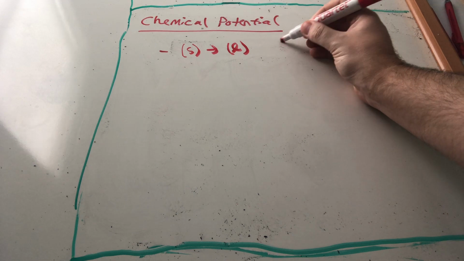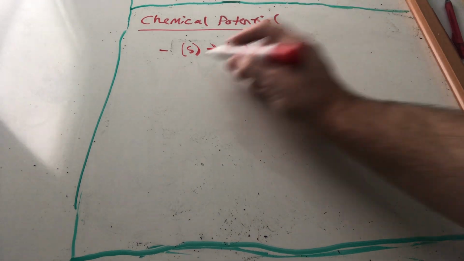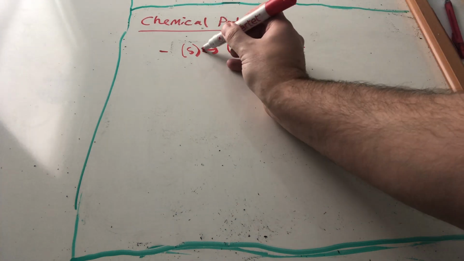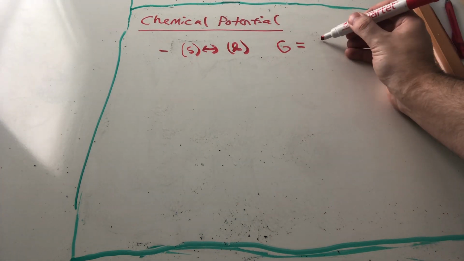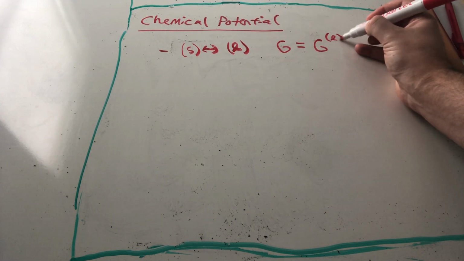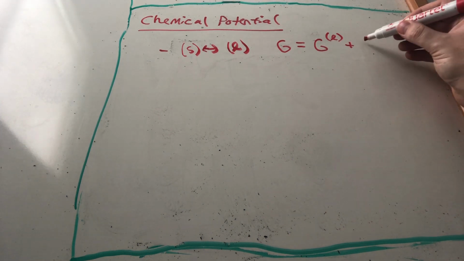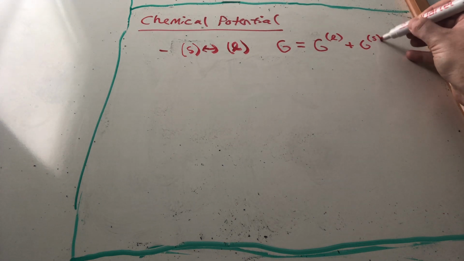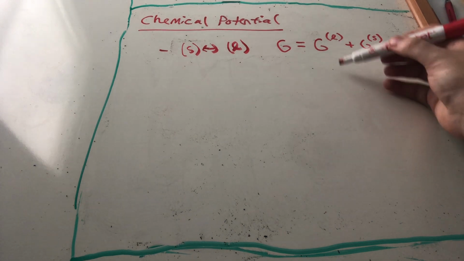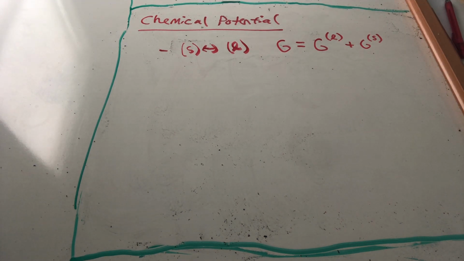Well, if I have a G and I'm making this change, and I'm in a situation where I might get some coexistence, the G has a contribution from all of those particles that are liquid. And the G has a contribution from all of those particles that are solid. The number of moles of liquid species contribute to G of the liquid, and the number of moles of solid species contribute to G of the solid.